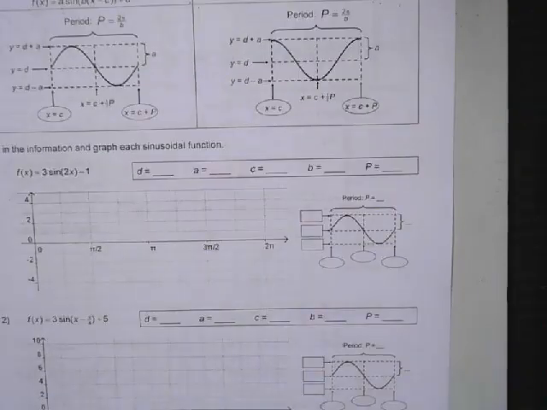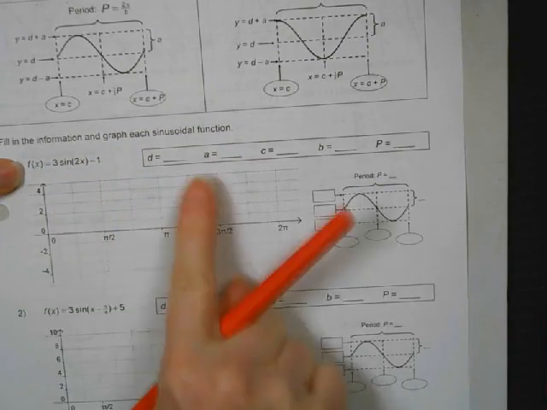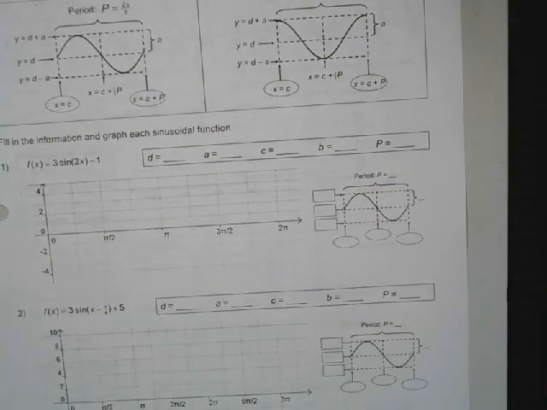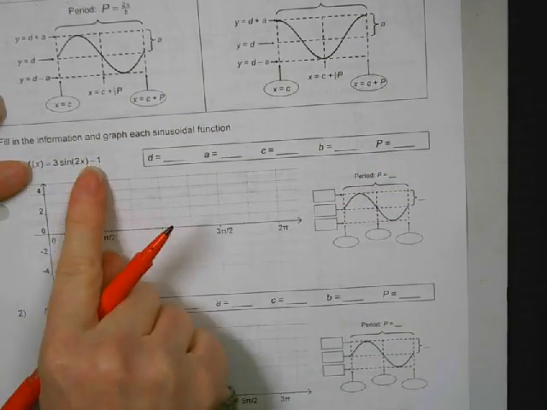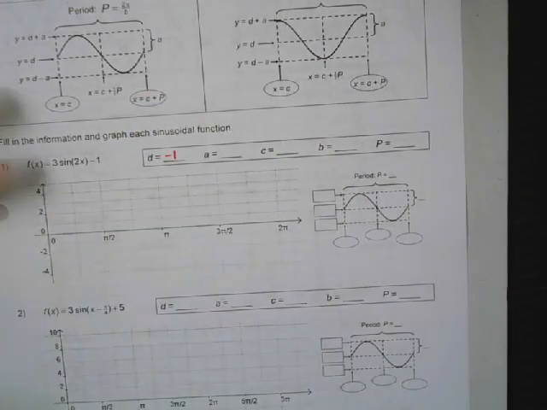All right. So if you look at this, it'll help us. It's going to show us how to help us graph. So you can look at your original function and identify each of the pieces. So d is -1. That's the vertical shift.